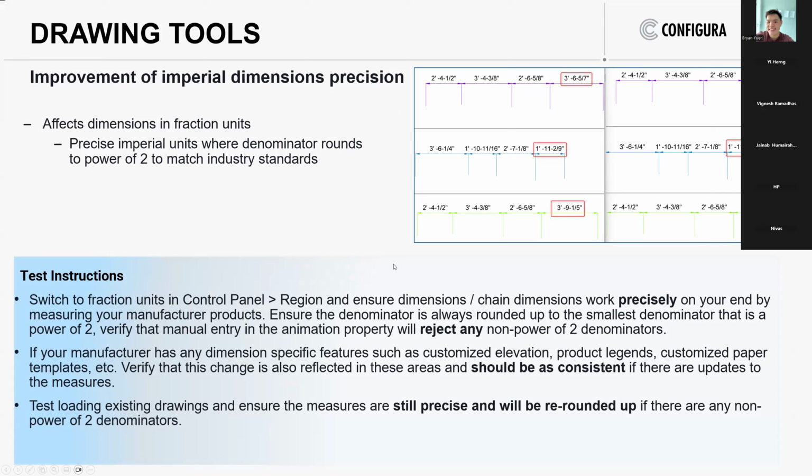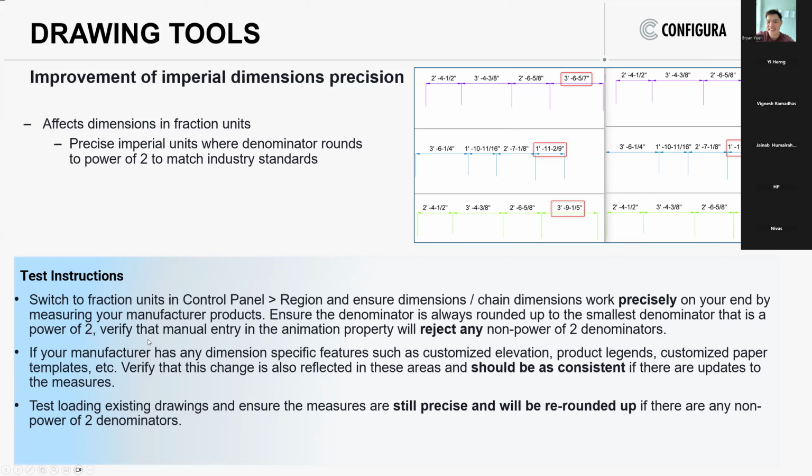Now to test, if your manufacturer prefers to use fraction units, or for those who do not prefer using fraction units, you can try out changing to any of the fraction units in the control panel region. Ensure that chain dimensions work precisely on your end by measuring your manufactured products. Also ensure that the denominator is always rounded up to the smallest denominator, that is the power of 2.